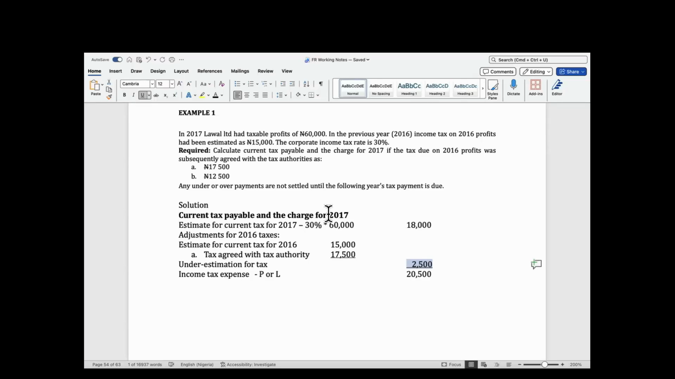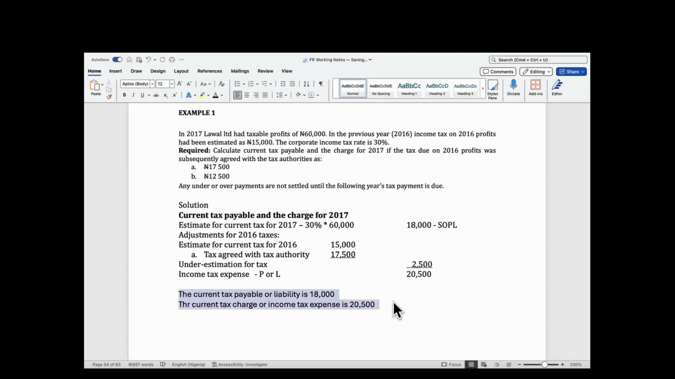This is not a payable for 2017 year end, except if the company did not pay it, if they were just owing it. And that one is something else. You should have paid it, so it's assumed you should have paid it. So the payable for 2017 is this 18,000. This is the one that goes in as a current tax liability. So the current tax payable or liability is 18,000. But the current tax charge that goes to P&L, or income tax expense that goes to P&L, is the 20,500.